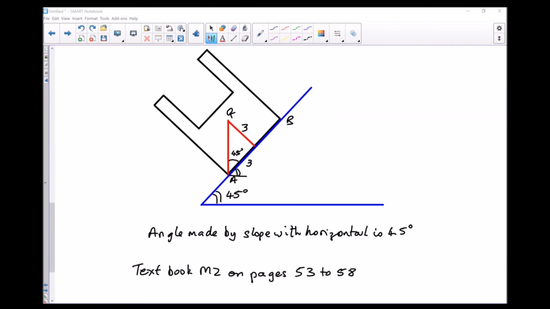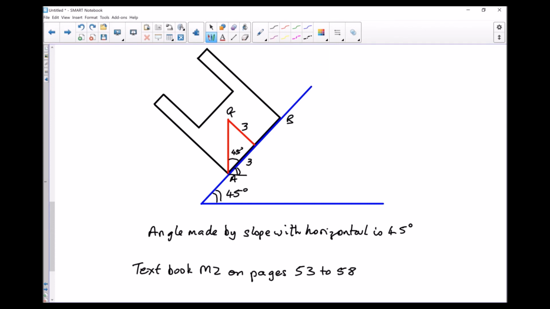You will find more in your textbook on pages 53 to 58.